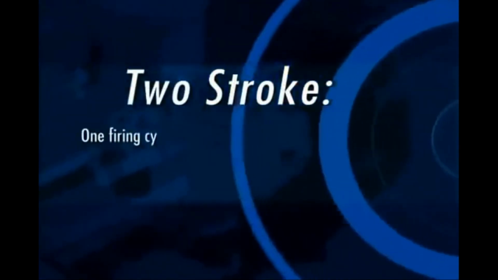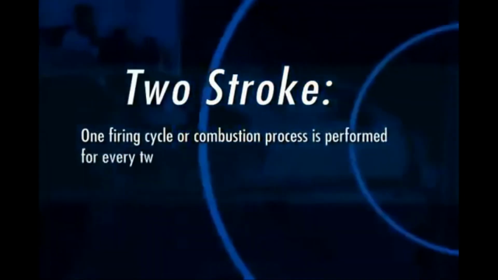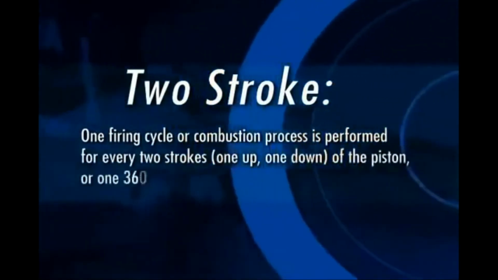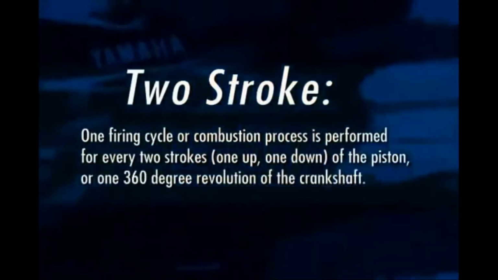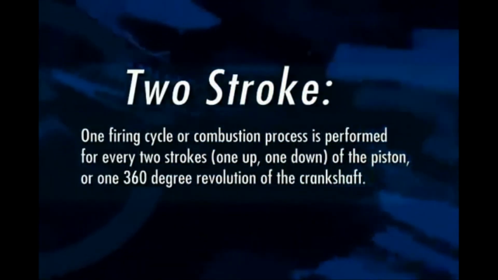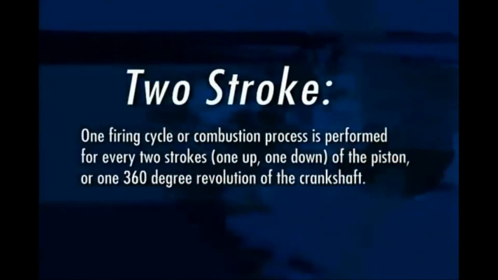Today there are two popular mechanical designs to make that power, two-stroke and four-stroke engines. Both use a variant of an intake, compression, combustion, and exhaust operation cycle. Let's take a look at how they make their power. We'll start with the two-stroke. Now, the term two-stroke means one firing cycle or combustion process is performed for every two strokes, one up, one down, of the piston, or one 360-degree revolution of the crankshaft. Here's what that looks like.